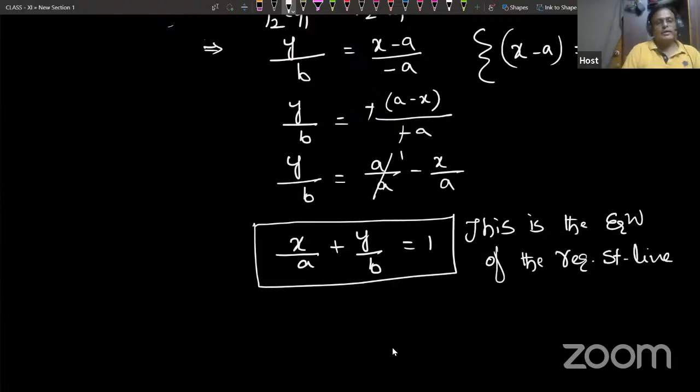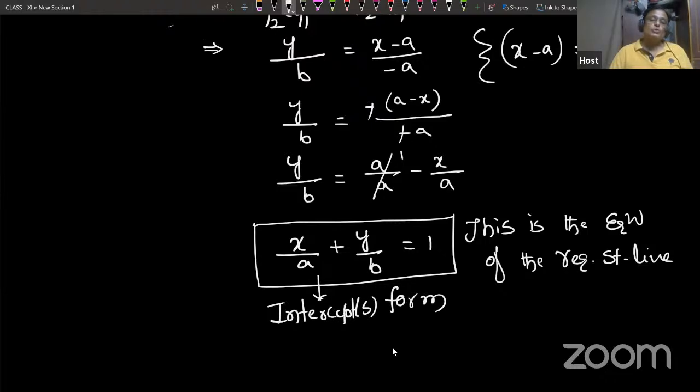So very simple. Here I'll write once again. Here I'll complete this diagram. This is called intercept form. Intercepts form, because it was possible for us to prove this formula due to x-intercept and y-intercept. Without those two intercepts, we cannot prove this. It was not possible for us to prove this x by a plus y by b is equal to 1. So ultimately this much you remember. It's more than sufficient for you.